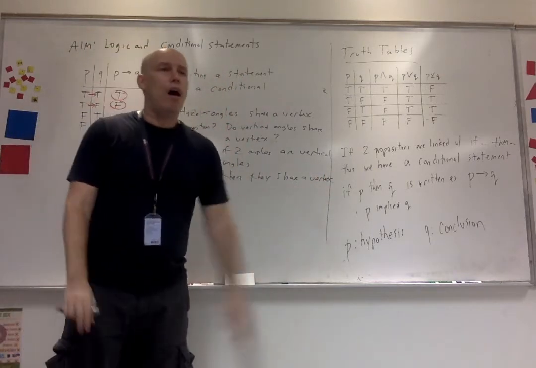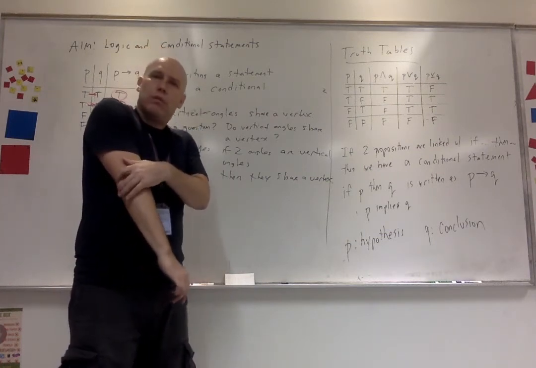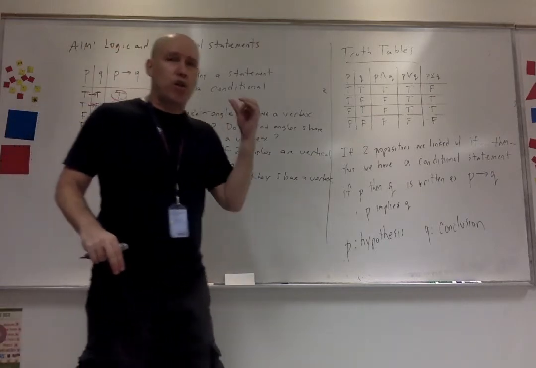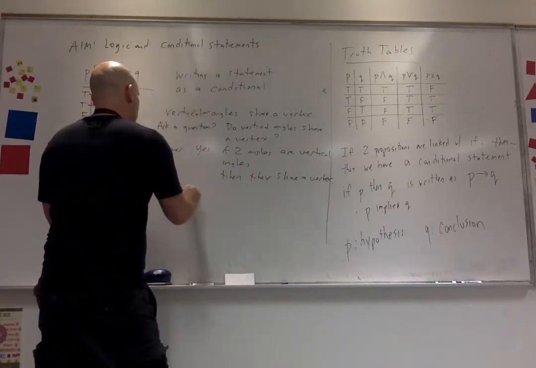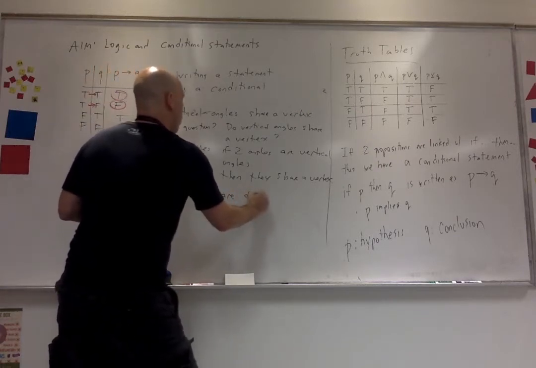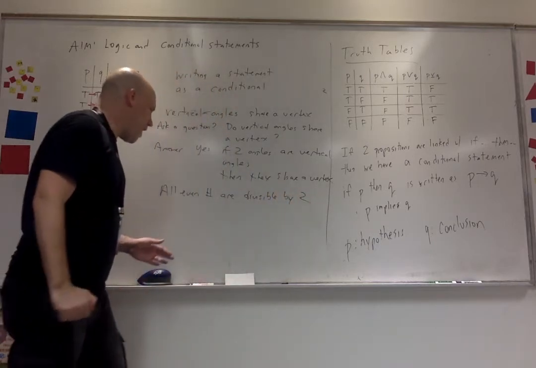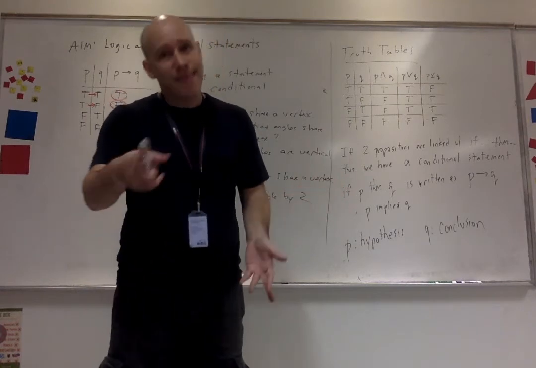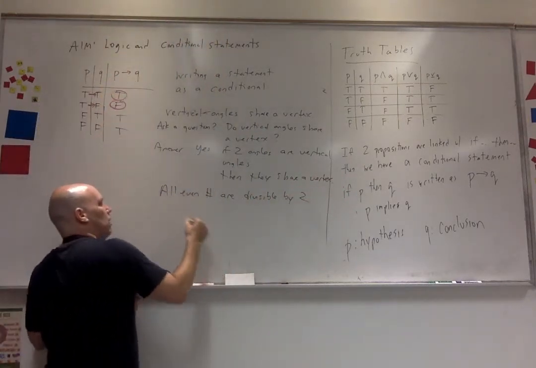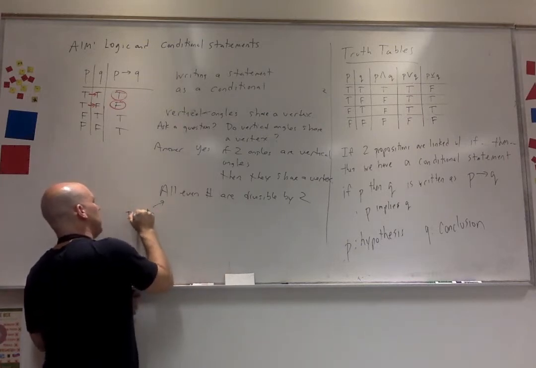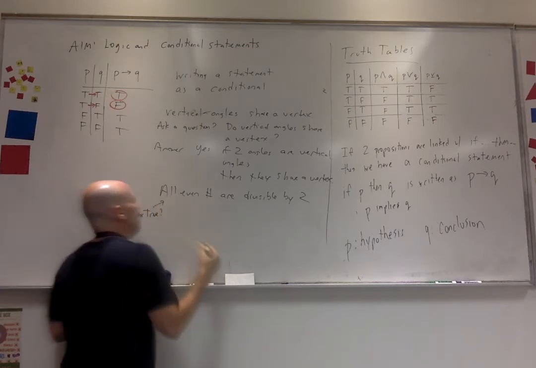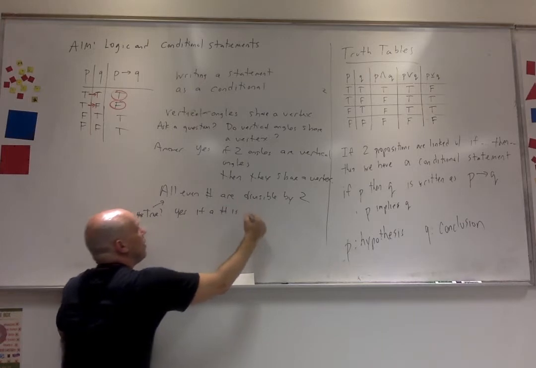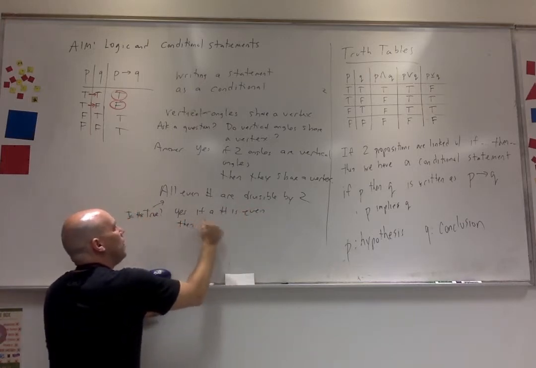And you can do this with anything. Let's use a math example. All even numbers are divisible by 2. So you say, wait a minute, is that true? Are all even numbers divisible by 2? And you would say, yes, if a number is even, then it is divisible by 2.